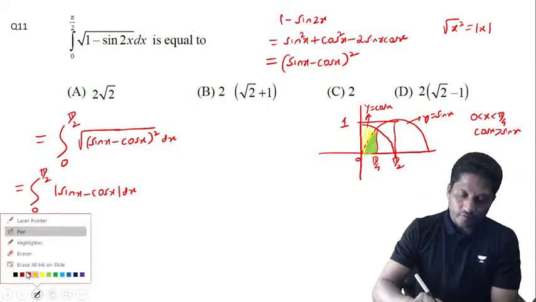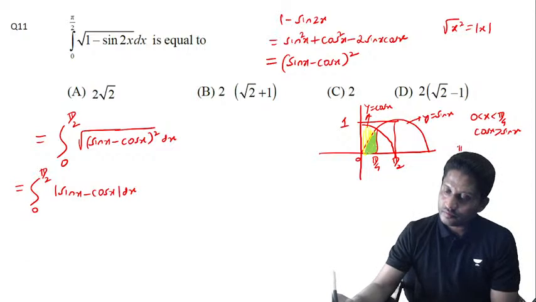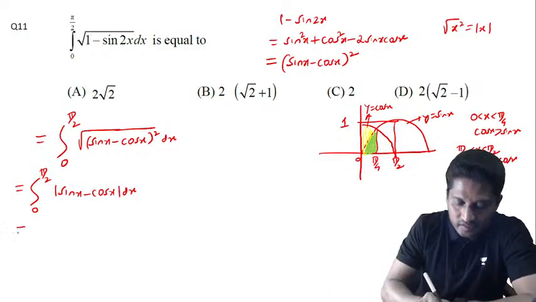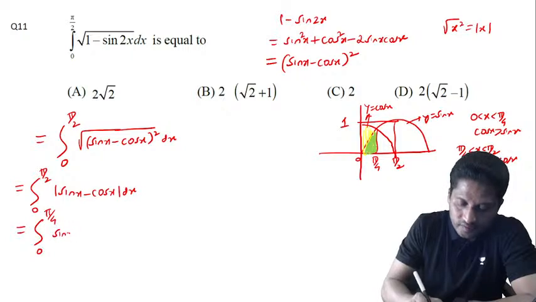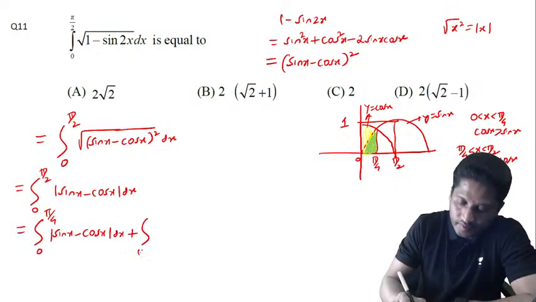And then between pi by 4 and pi by 2, sin is more than cos. So this is sin x is more than cos x. I can write this as integral 0 to pi by 4 of sin x minus cos x, plus this is pi by 4 to pi by 2, integral of sin x minus cos x dx.